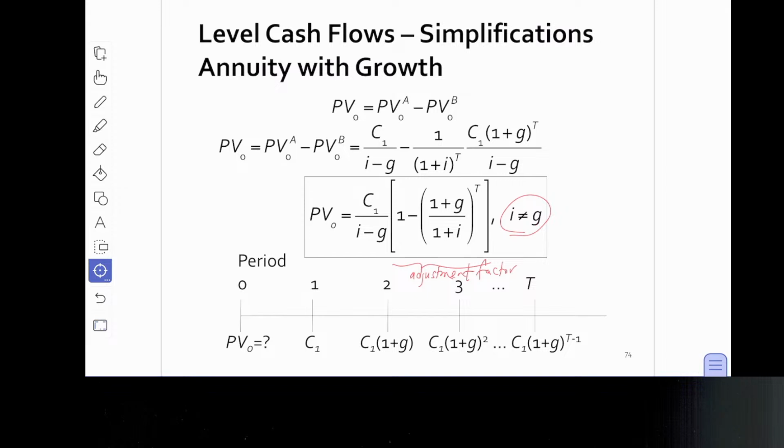What happens if I equals G? If I equals G, it turns out this will be 0 on the bottom. And if I equals G, this will be a 1, and a 1 minus 1 makes a 0. So you will have 0 divided by 0, which is indeterminate. It doesn't exist. So in other words, you cannot use this formula when I equals G.